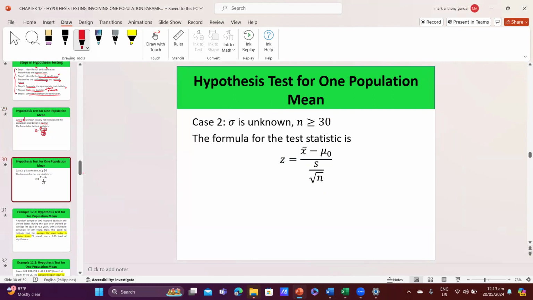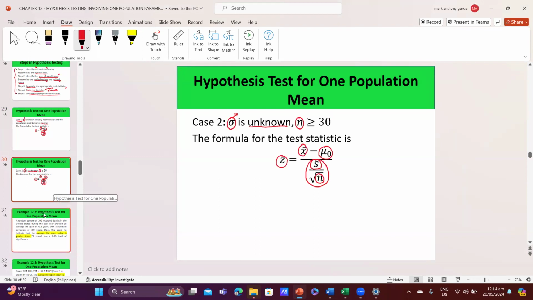Now, for case 2, we use this when the population standard deviation is not given or is unknown, and when the sample size is large or greater than or equal to 30. The formula for the test statistic is Z equals the sample mean minus the hypothesized value of the population mean divided by the standard error of the mean, which is given by the sample standard deviation S, since the population standard deviation is unknown, divided by the square root of the sample size.